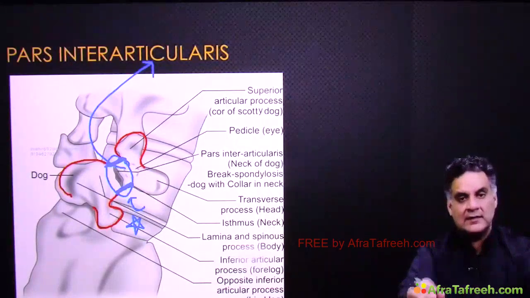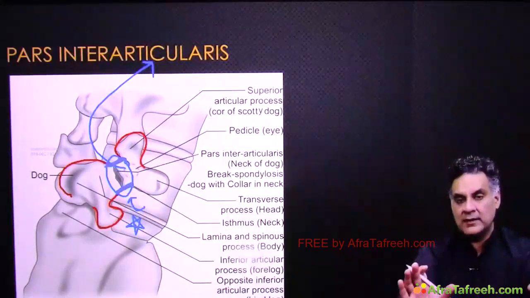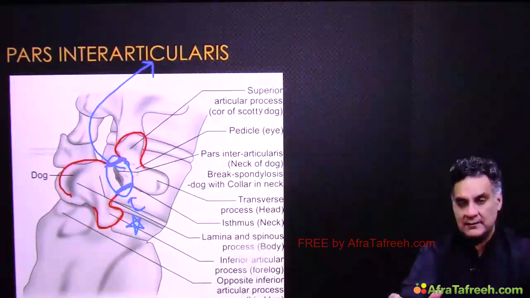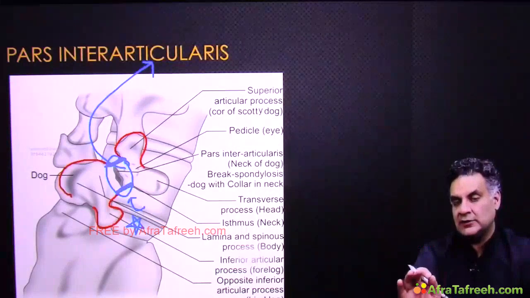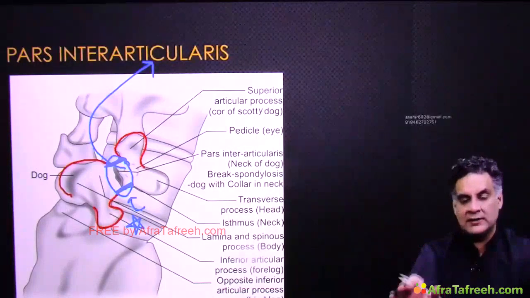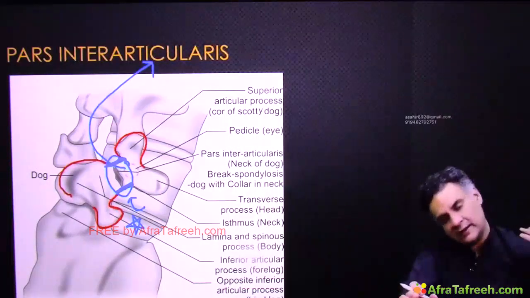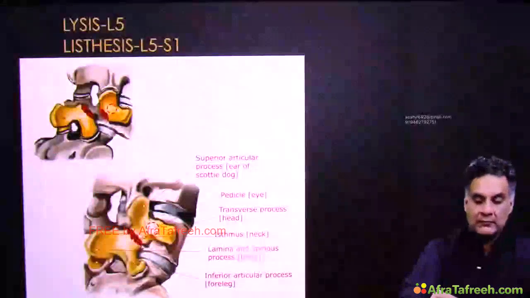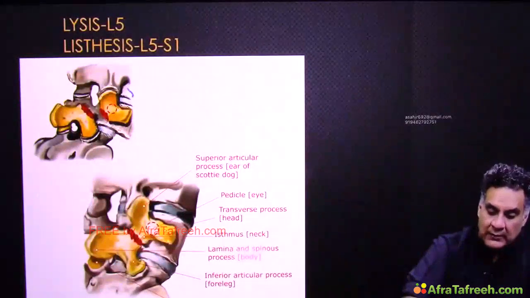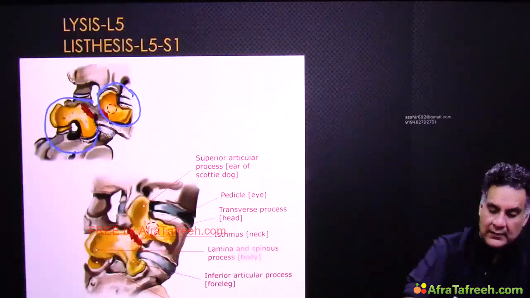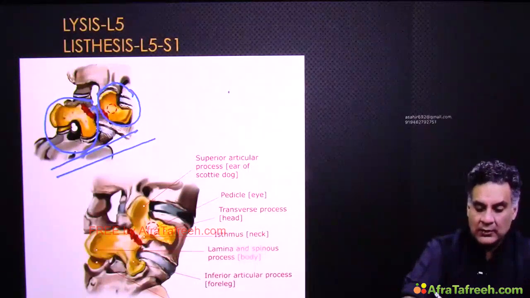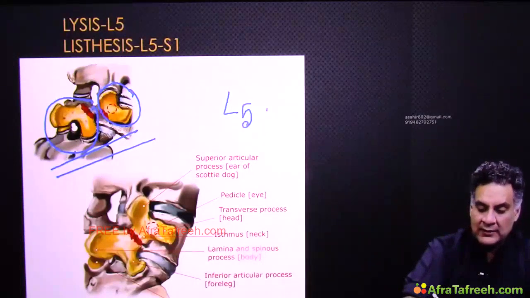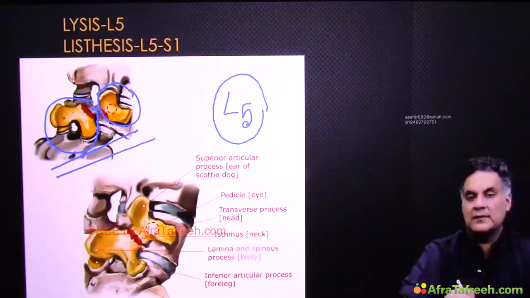This is called spondylo, which means vertebra. Lysis means break. Spondylolysis: there is a break in the neck of the dog, or the dog with a collar in the neck. When the neck breaks, the head falls. So, when there is a slipping of one vertebra over the other, it is called spondylolisthesis. Most common level where spondylolysis occurs is L5.